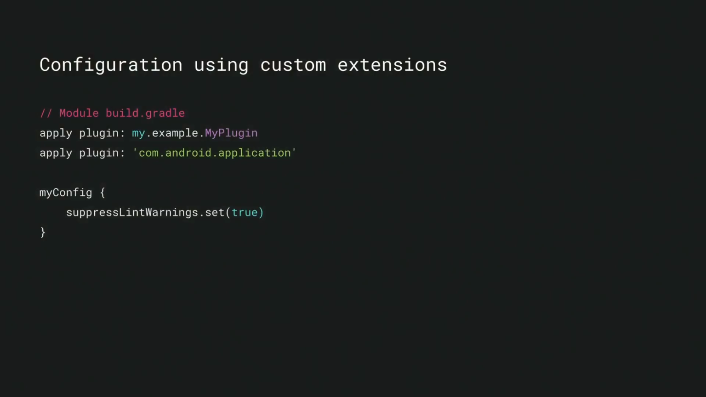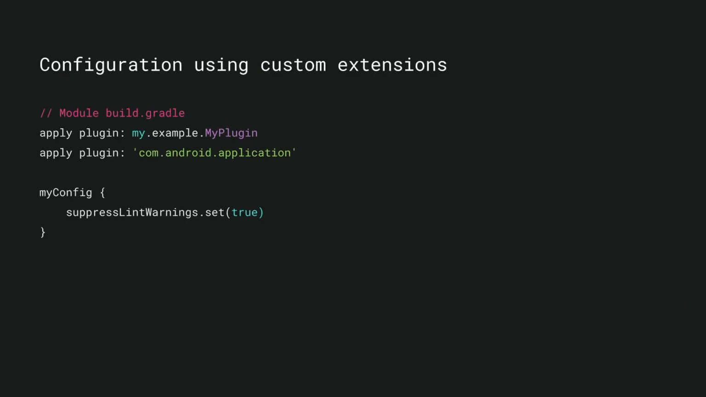So let's say you want to configure your own extension for your own plugin, right? Let's take a very simple example here. You have your own plugin, and you just want to have myconfig with one property in it. So here, I want superSlitWarning to be a Boolean. I'm using a setter here, and we're going to see why in a second.